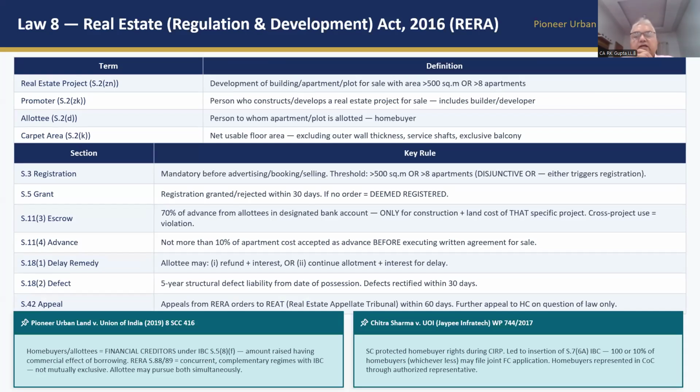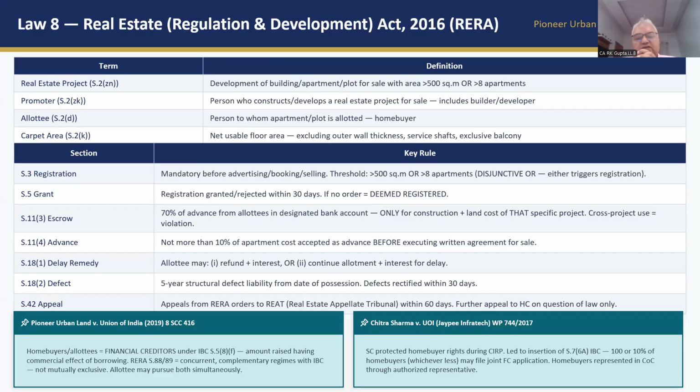Real Estate Regulation and Development Act, RERA. So first of all, we have to see the definition of the real estate project. Real estate project here means development of a building, apartment or plot for sale with area which is more than 500 square meter or more than 8 apartments. In certain states, it is 6 apartments also. So it differs from state to state also.